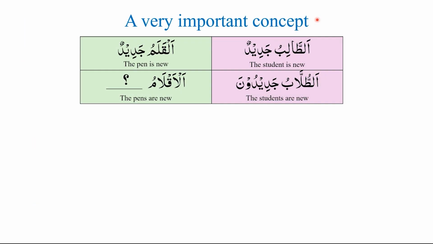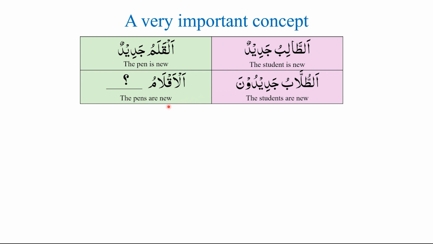We will now study a very important concept. Let us look at some examples. If we want to say the student is new, we will say at-talibu jadidun. If we want to say the pen is new, we will say al-qalamu jadidun. Now moving to the plural examples. If we want to say the students are new, we will say at-tullabu jadiduna.